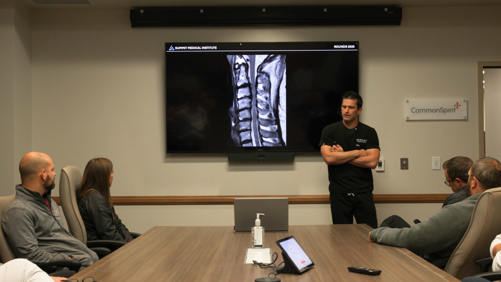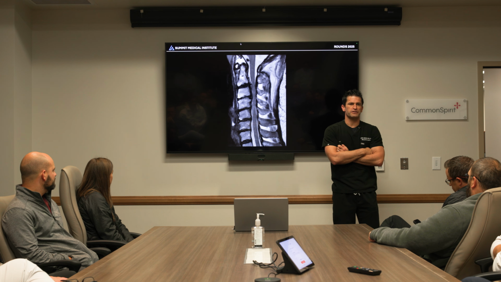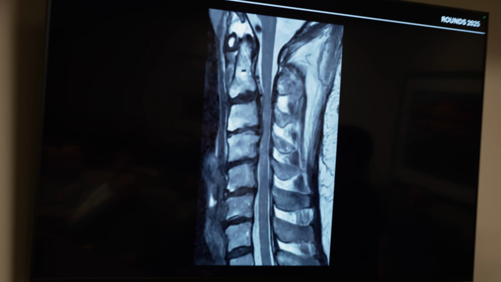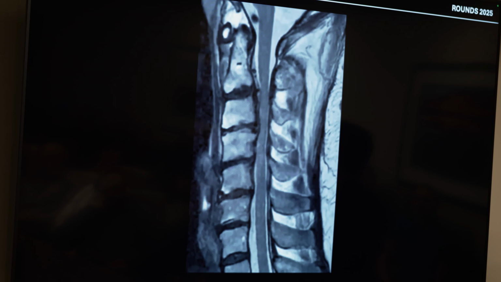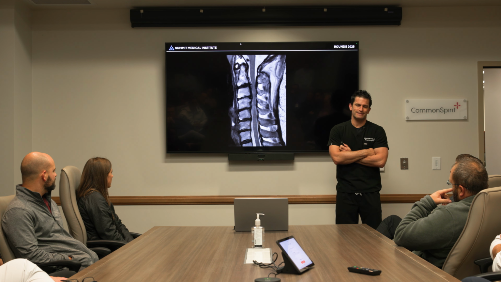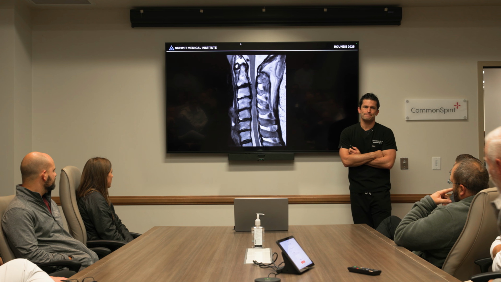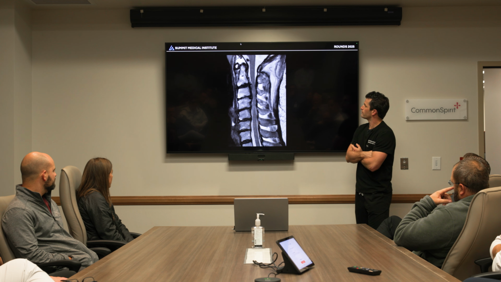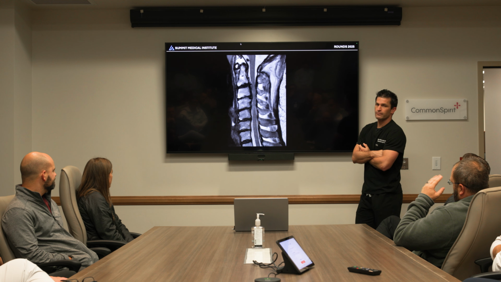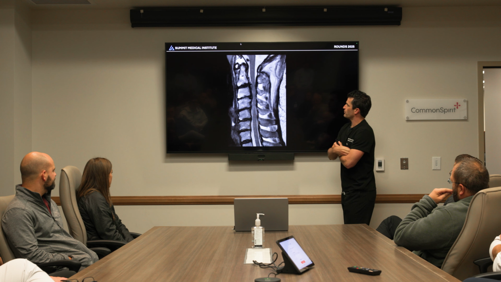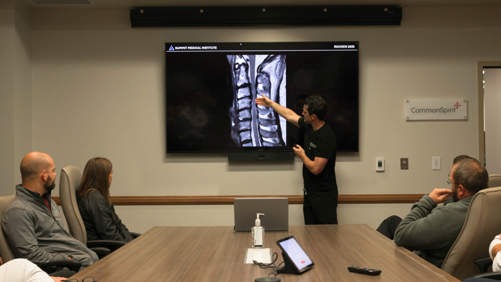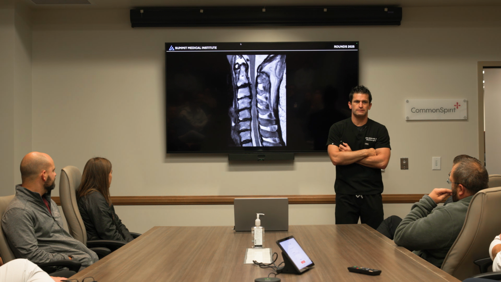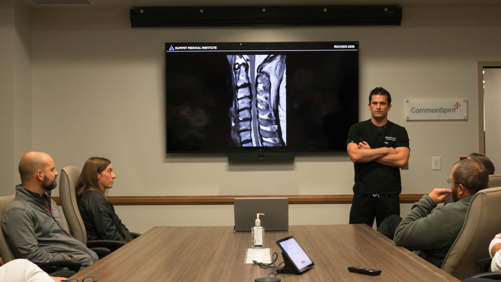This is a 61-year-old with worsening upper extremity strength, has been dropping things, discoordination with hands, difficulty with fine motor movements. What do you see on this MRI? Yes, the spinal cord is compressed across at least 2, maybe 3 segments. Very good. Concerning because it's upper cervical. It's higher in the cervical spine.